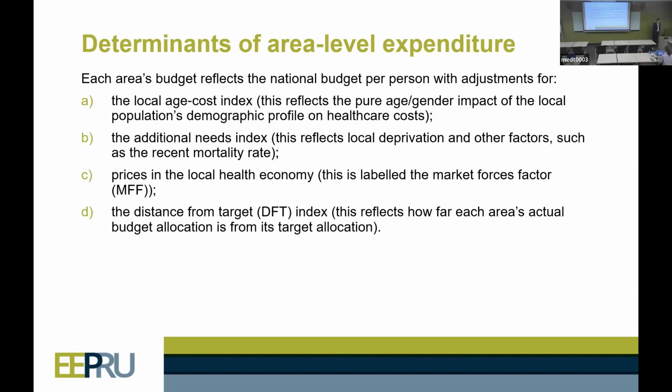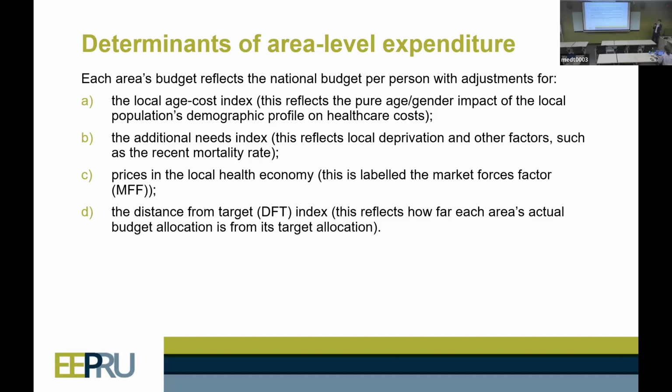And then finally, and this is the most nuanced one of this list, there's this distance from target index. Now, this is a bit of an intricacy of how the funding is done, but it is quite important actually in terms of how much money each area gets. So let me just give you the rough intuition of this, because this is quite a key component of this formula for the analysis that follows.